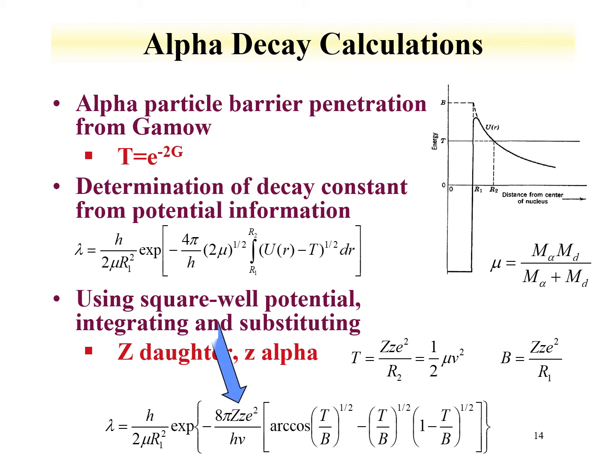The equation comes out to be this term, where we get the decay constant is equal to a number of factors. The Z, large Z here, is the daughter, the small z is the alpha particle, and we also have some other terms here, T and B, which are just functions of Z, the radius, or we can talk about it in terms of the mass, and the B and the radius.